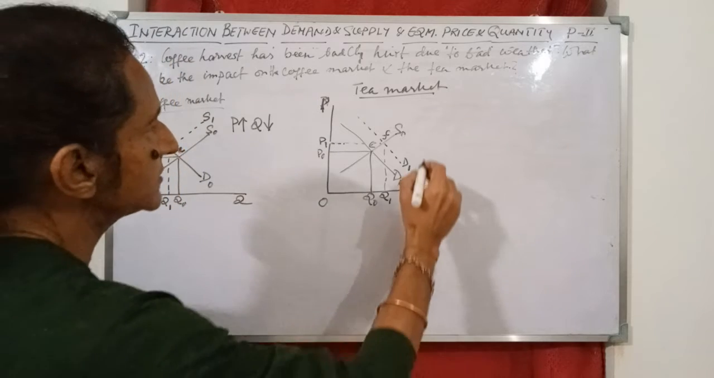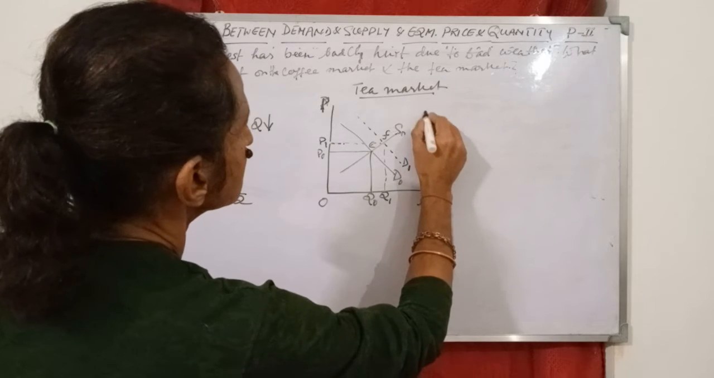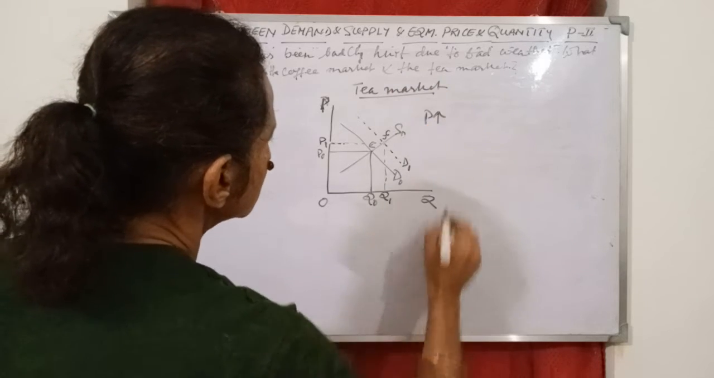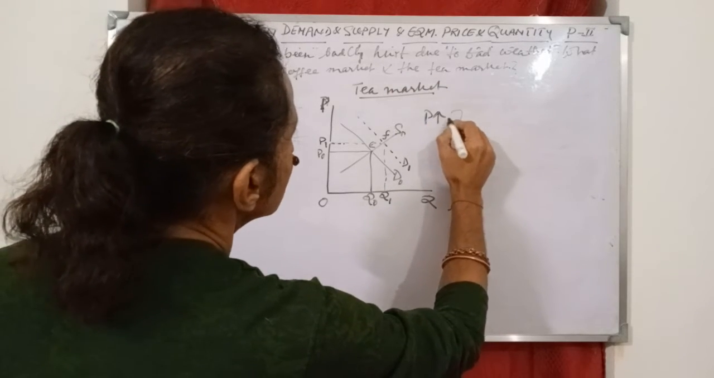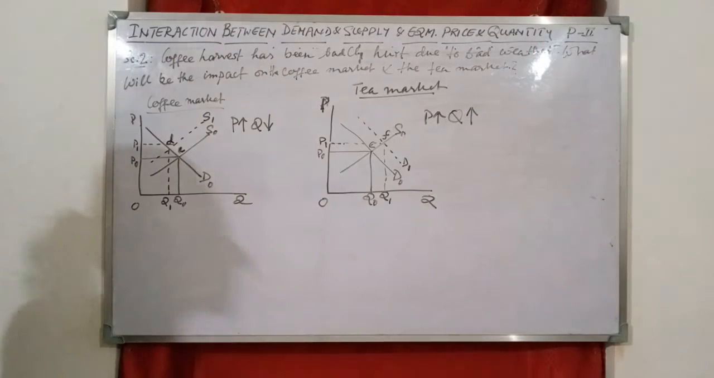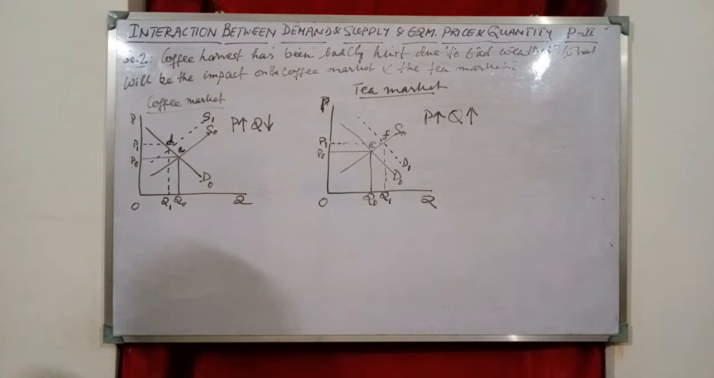So the net impact is price rising, that is equilibrium price is rising, increasing, and equilibrium quantity is also increasing. This is the net impact on tea market. Okay.